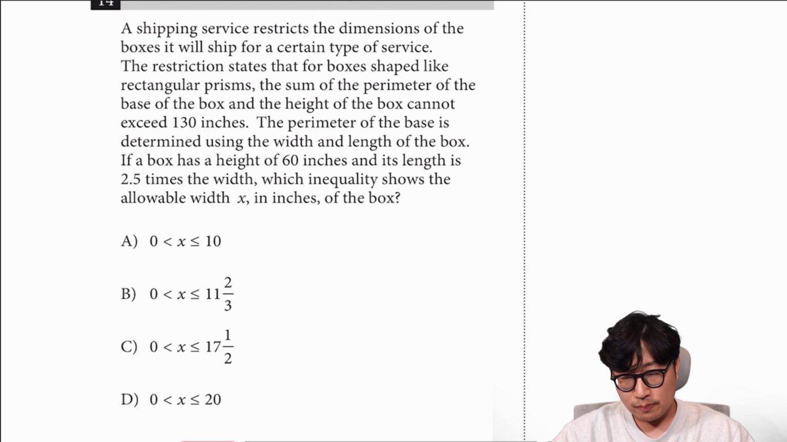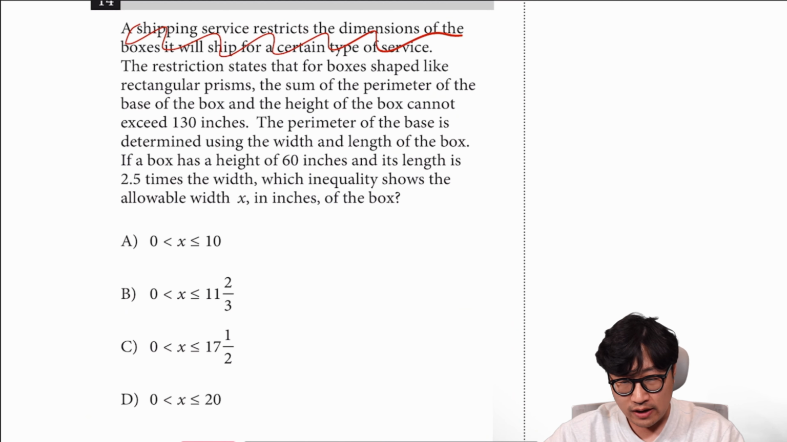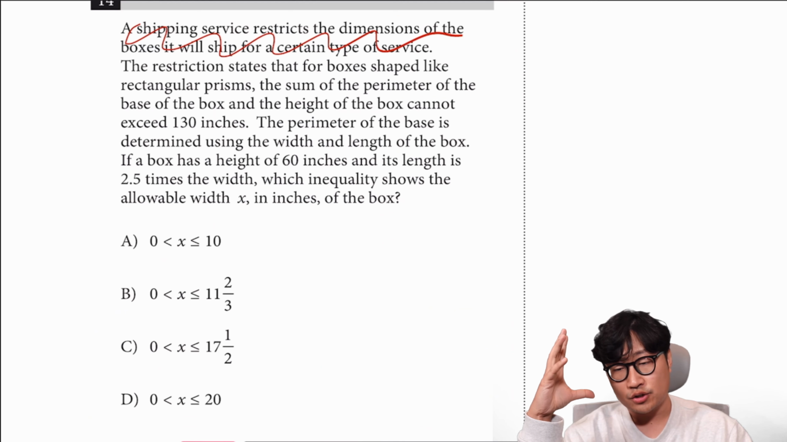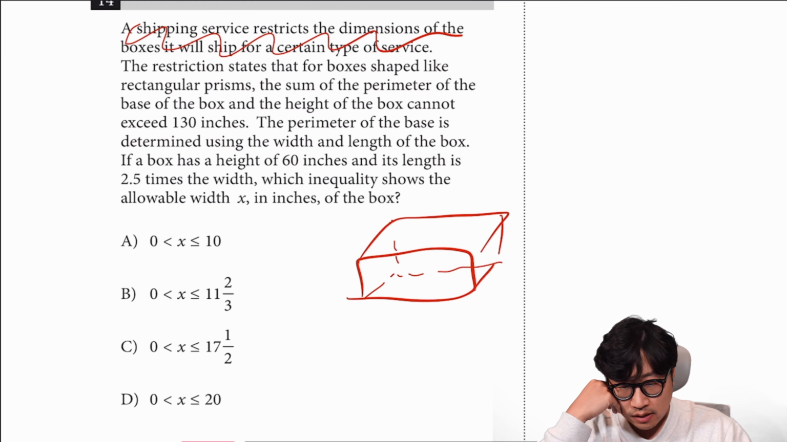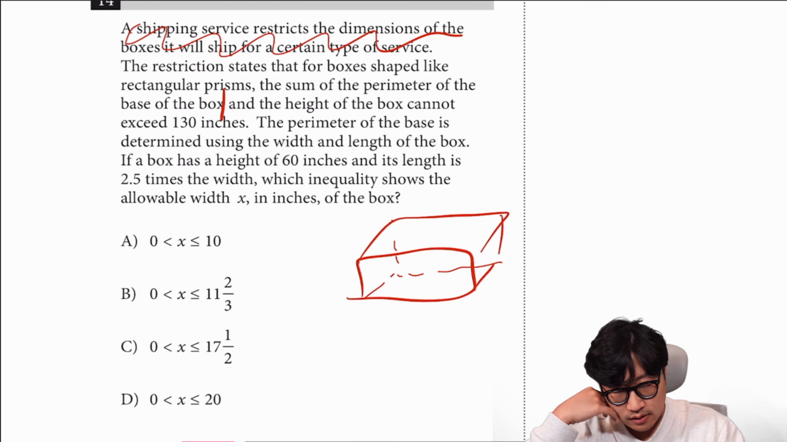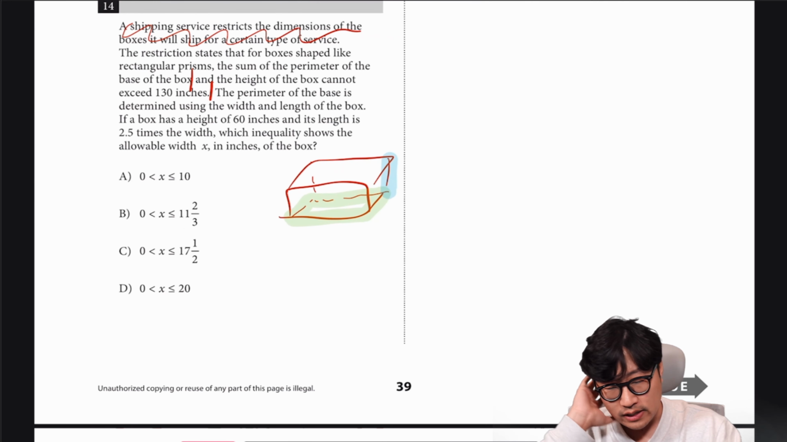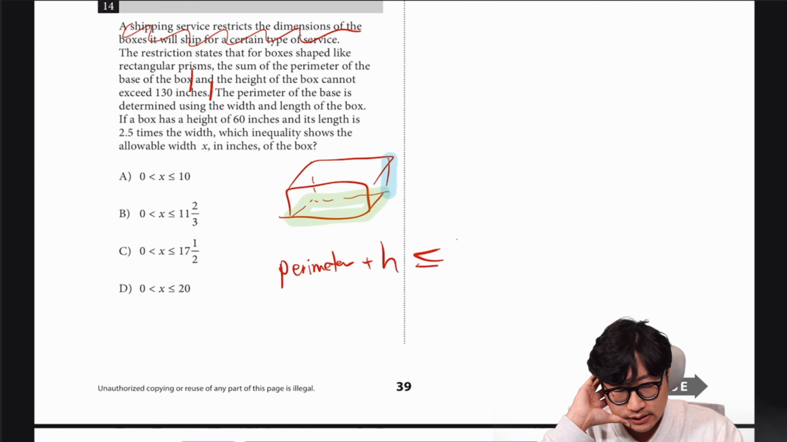Number 14, a shipping service restricts whatever. The restriction states that for boxes shaped like a rectangular prism, so let me just go ahead and draw a rectangular prism, something like this. The sum of the perimeter of the base of the box and the height of the box cannot exceed 130 inches. So let me just write that. Perimeter plus the height cannot exceed 130.